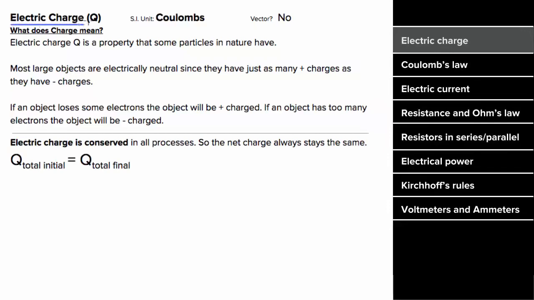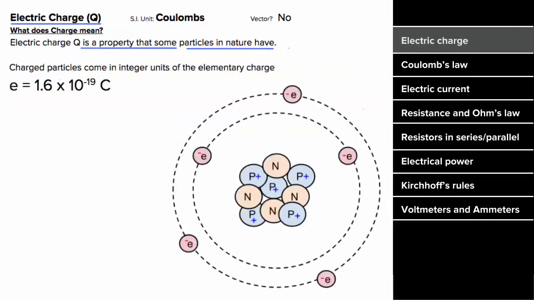Electric charge is a property that some, but not all fundamental particles in nature have. The most commonly talked about fundamentally charged particles are the electrons, which orbit the outside of the atom. These are negatively charged. There's also the protons, which reside inside the nucleus, and these are positively charged. And the neutrons inside the nucleus don't have any net charge.